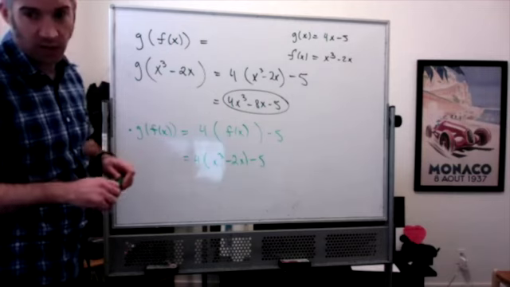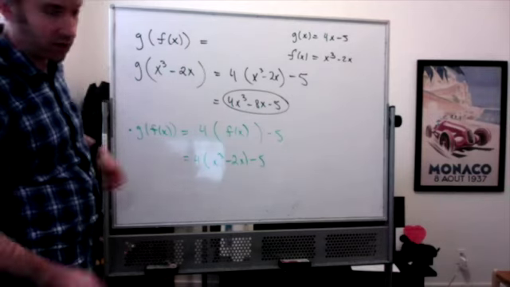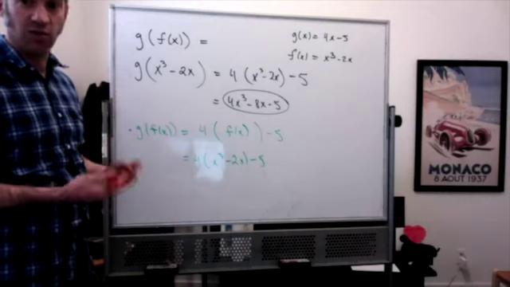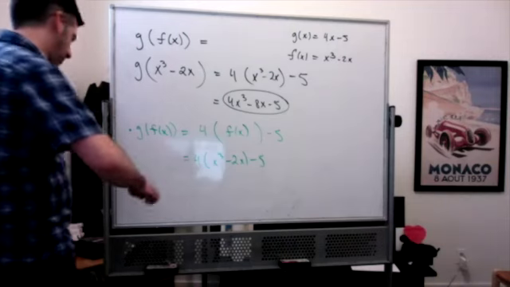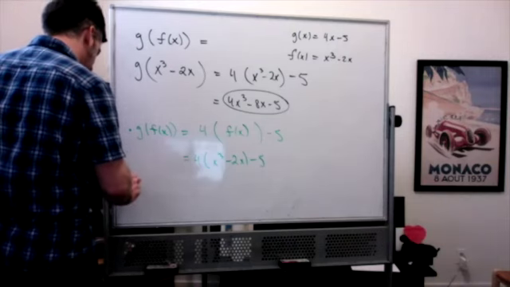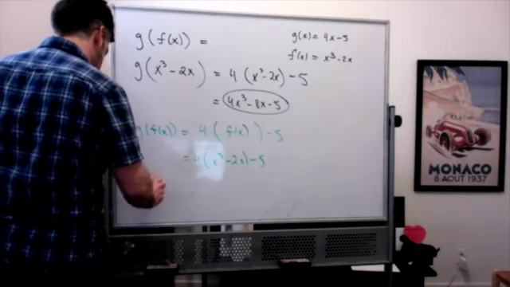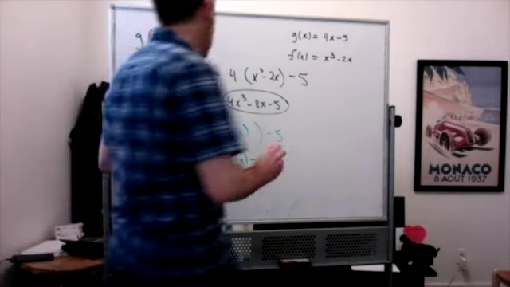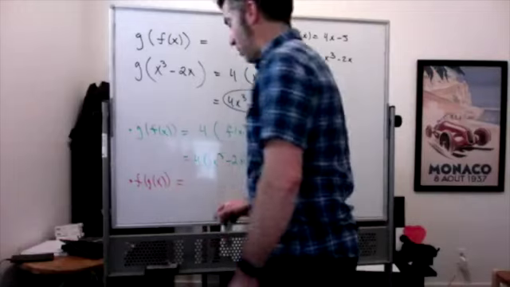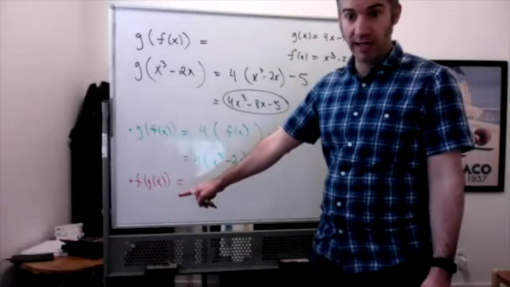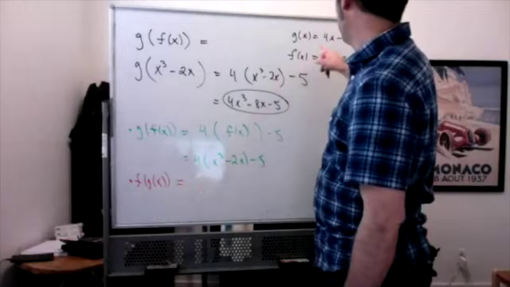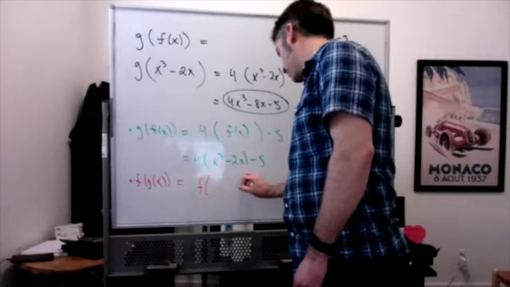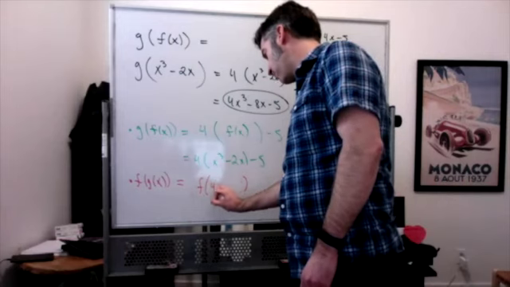What's super important to know is that g of f of x and f of g of x are almost never the same. So I want to find f of g of x instead. Again, I'm going to work from the inside out because that's my preferred mode. So f of g of x: I'm going to replace g of x with what it's equal to. That's going to be f of 4x minus 5.